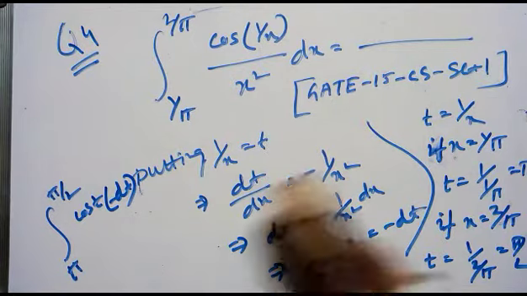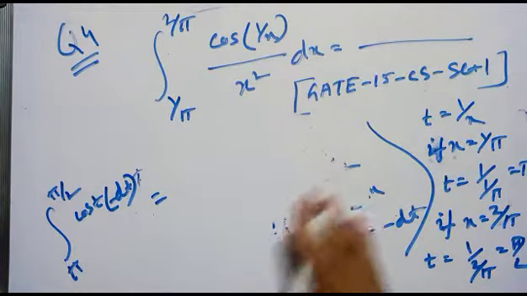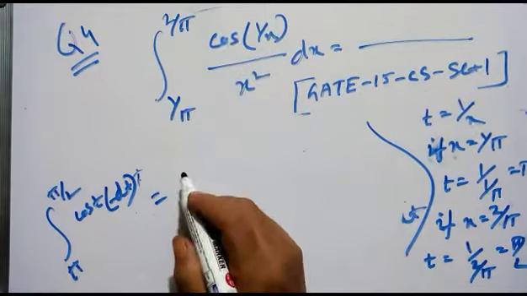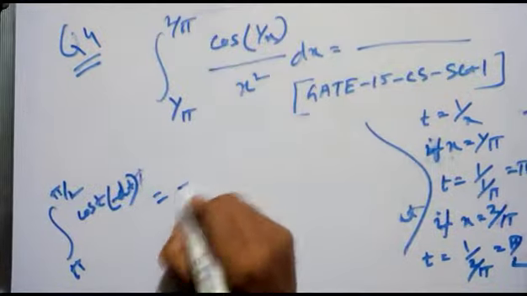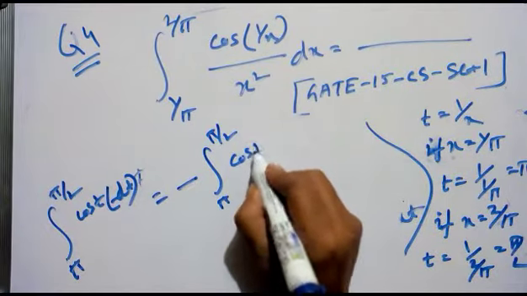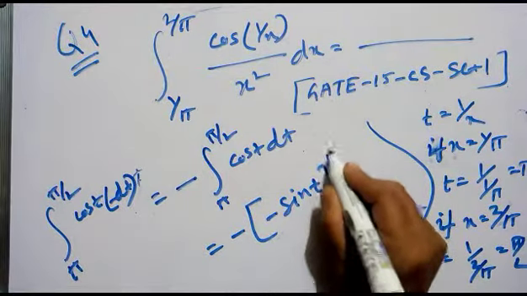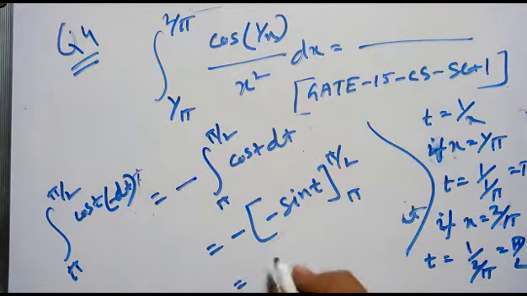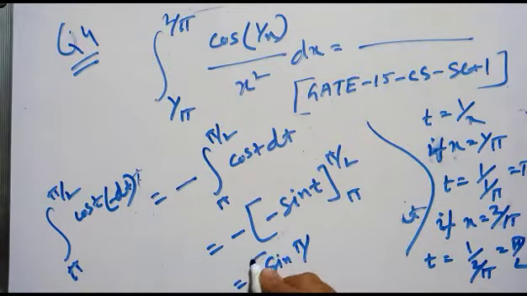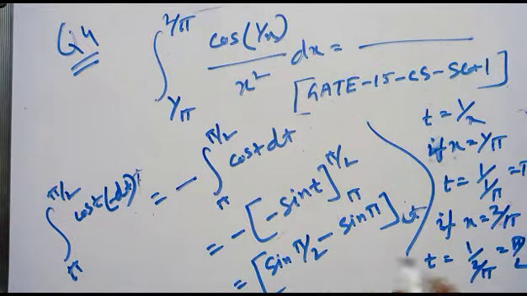So taking minus common, minus out from the integration from pi by 2 to pi of cos t dt, clear? Integration of cos means sine t, range is pi by 2 to pi, clear? So minus minus plus, that means sine pi by 2 minus sine pi, clear? Sine pi by 2 equal to 1, and sine pi equal to 0, so our answer is 1. Clear?